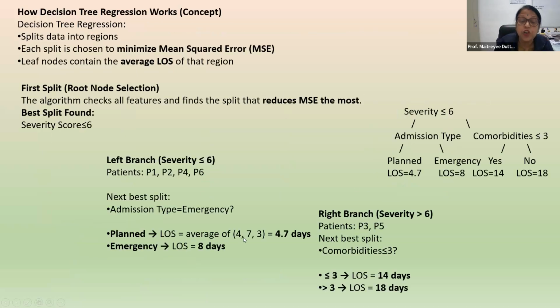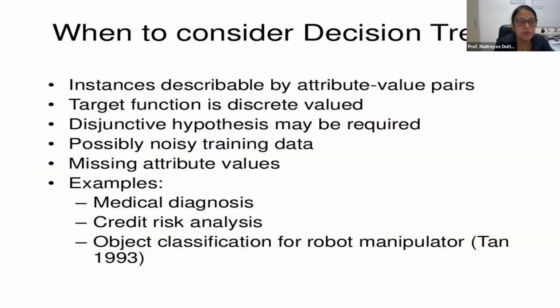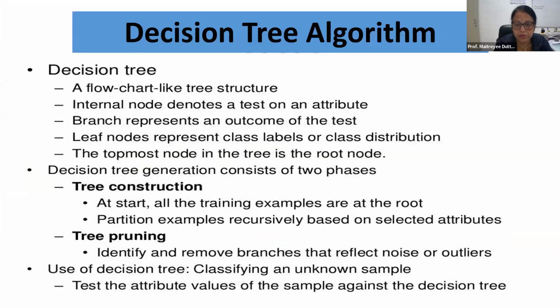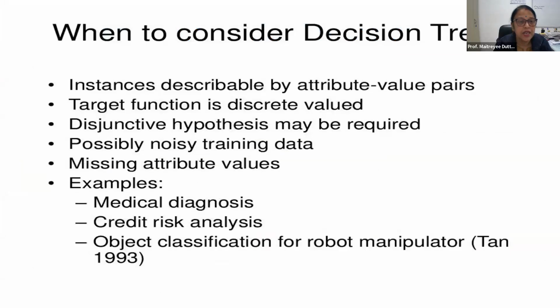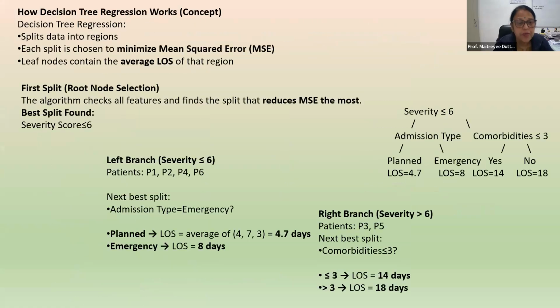You will do the average of 4, 7 and 3. That is your 4.7 days. That is only what we have told here. Here I have not written the average of these, the leaves, right? So if you get more than one value, then LOS will be the average of those three. So for this, we have found it out.